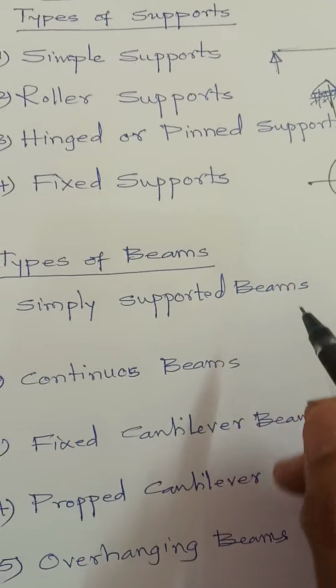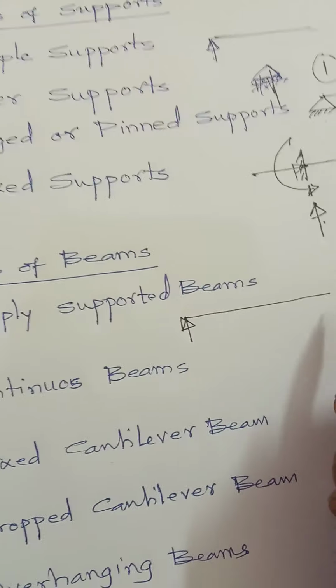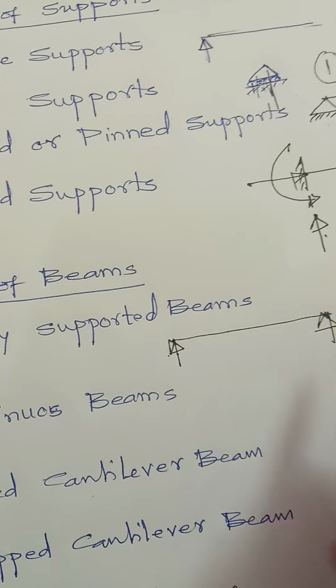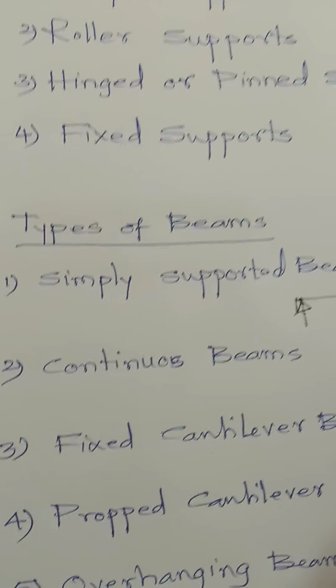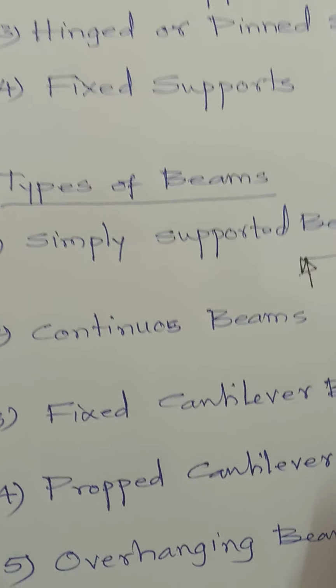One is simply supported beam. And the simply supported beam is nothing but it will have only one span, and either the support may be roller support or a hinge support. So here it will have only one span. It is nothing but a simply supported beam.